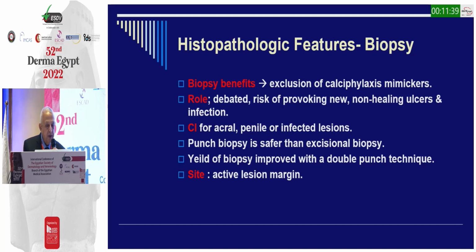The role of biopsy is to exclude the calciphylaxis mimickers or the differential diagnosis, and we'll talk about this later. But the role of biopsy is debated. Why? Because it may provoke the production of new non-healing ulcers and infection. Biopsy is contraindicated for acral, penile, or infected lesions. Punch biopsy is safer than excisional biopsy, and the yield of the biopsy improves with a double punch technique, and usually the site of biopsy is from the active lesion margin.